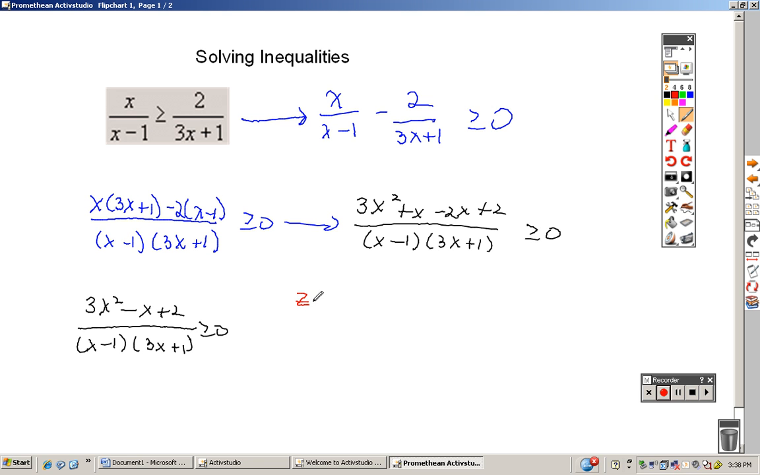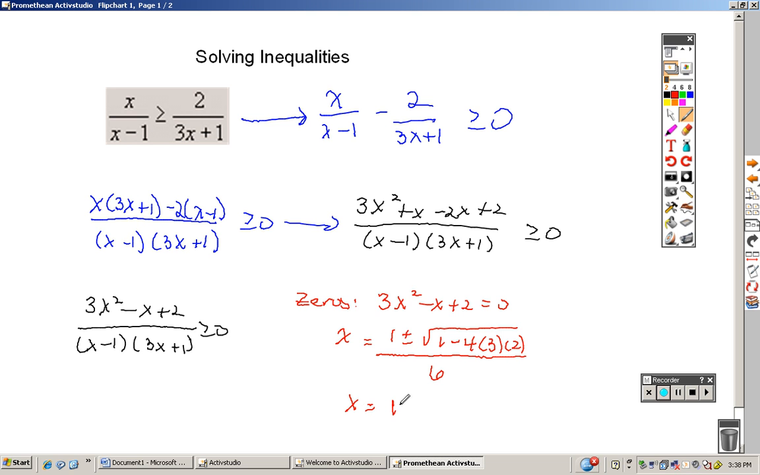the zeros. And we're really only interested in real zeros. So we're going to take the numerator and set it equal to 0. Now that numerator doesn't really factor, so we'll use the quadratic formula. So 1 plus or minus the square root of 1 squared minus 4 times 3 times 2, over 2 times 3, which is 6. Now you'll notice that what I get is x equals 1 plus or minus the square root of negative 23, over 6. Now that's not a real number, so there are no real zeros.